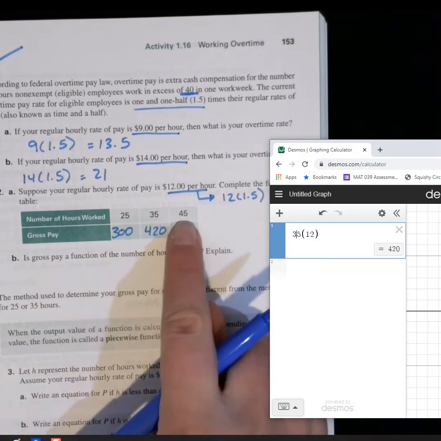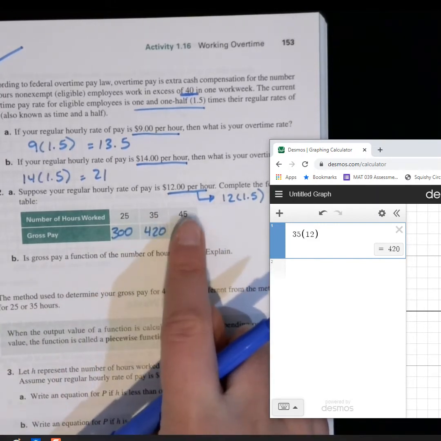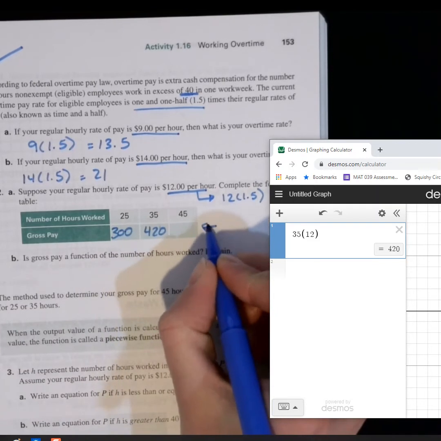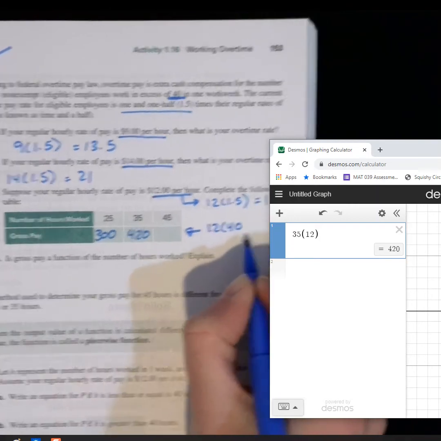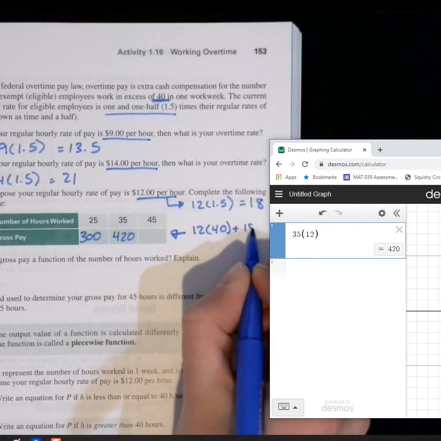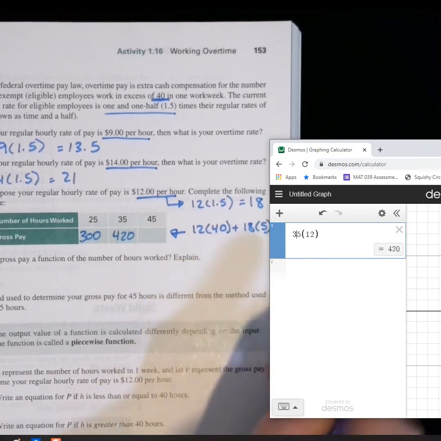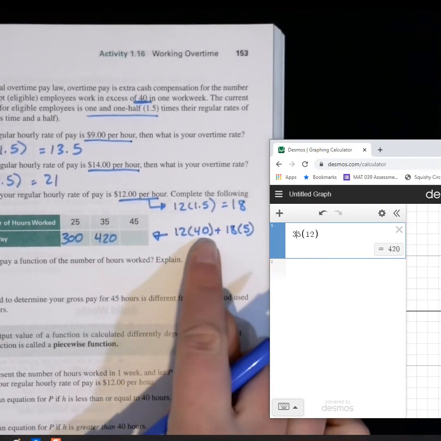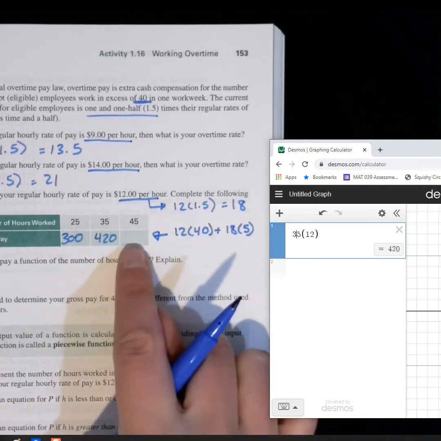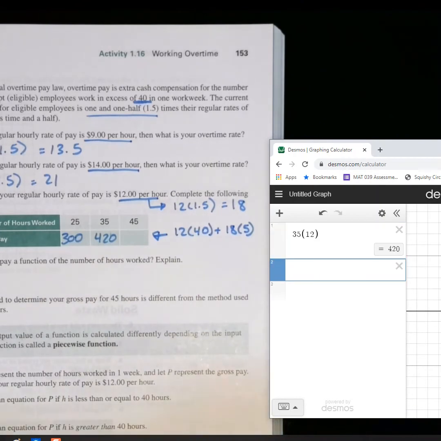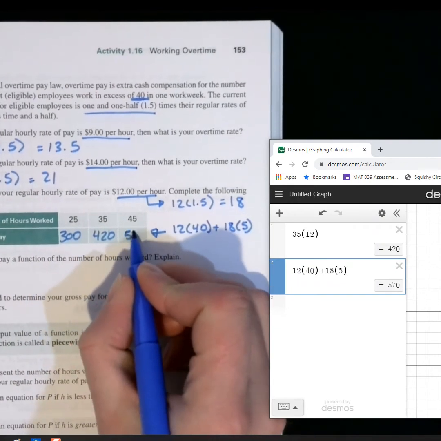When I get into the 45, though, I'm going to have to make overtime for this. So for the 45, I'm going to make $12 for the first 40 hours. Then I'm going to make $18 for the next 5 hours, right? Because for 45 hours, I make my regular rate for the first 40 hours, and I only make the overtime rate for the amount that I am over 40 hours. And since I'm over by 5 hours, we'll make it for 5. So we have 12 times 40 plus $18 per hour, the overtime rate, for those 5 additional hours. So we get to make $570.